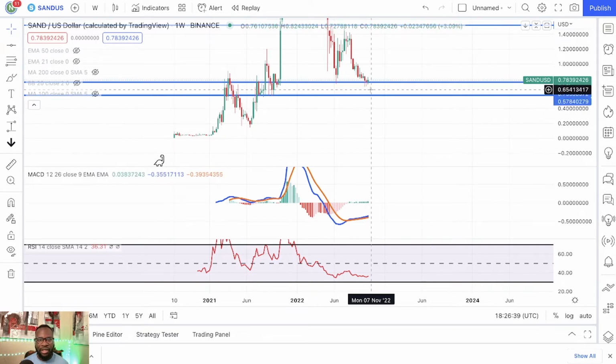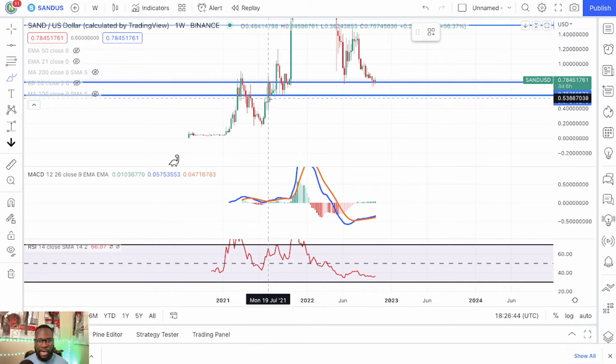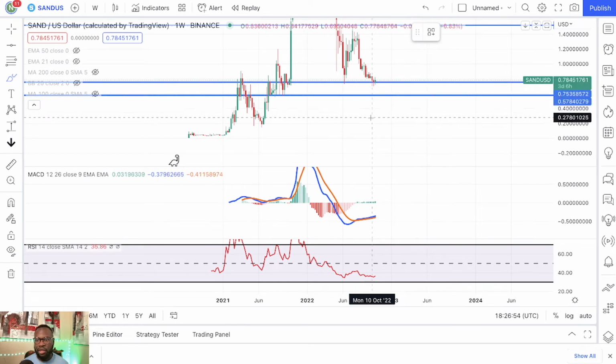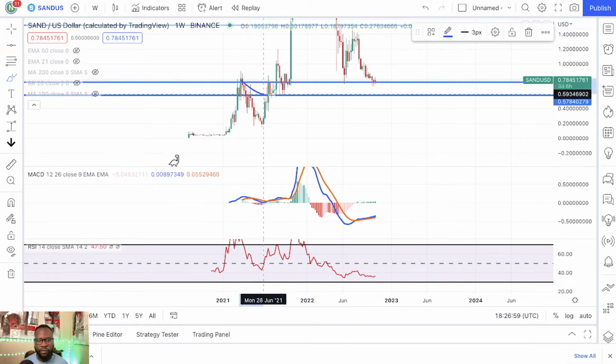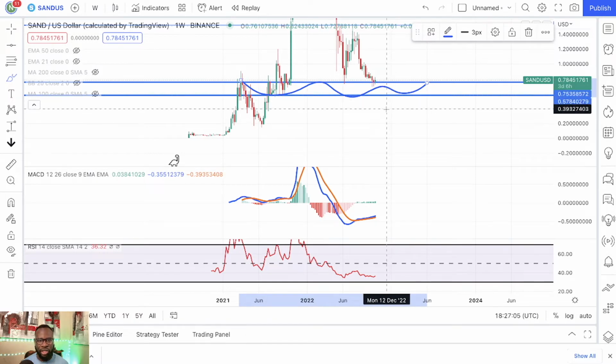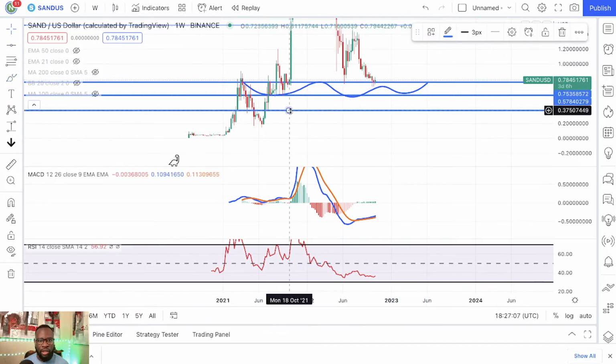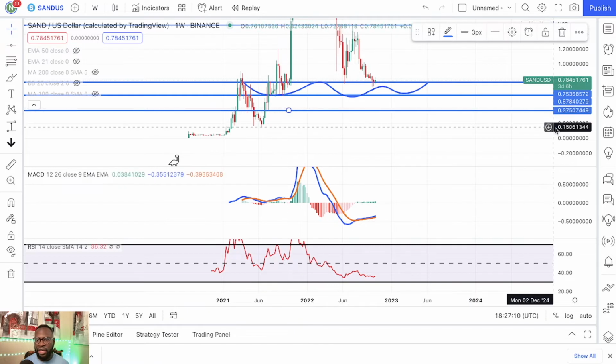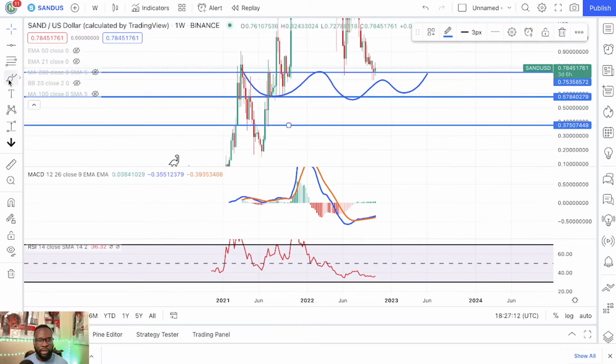So personally, I would like to be an accumulator right down here between 75 and 56 cents. This is where I would like to be an accumulator. This is where I would like to start building my position. But I'll be a happier investor if I can accumulate the majority of my bags right down in this range right here.